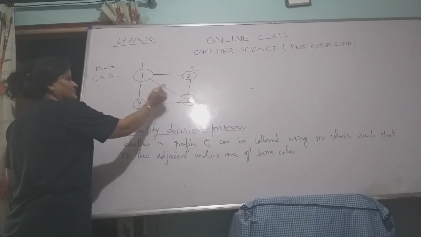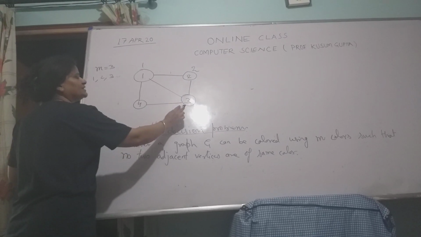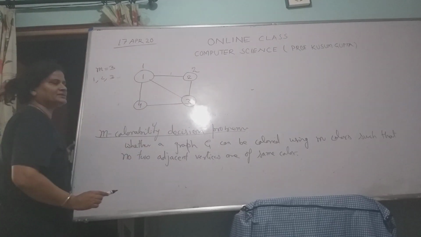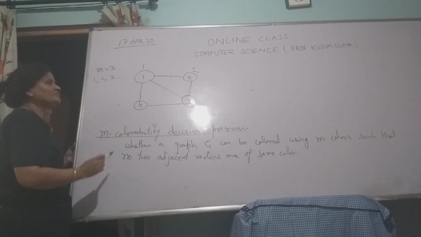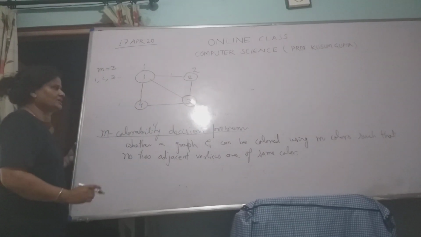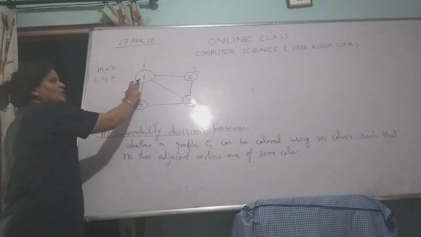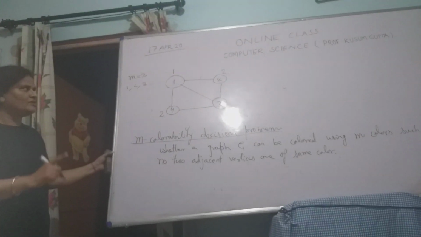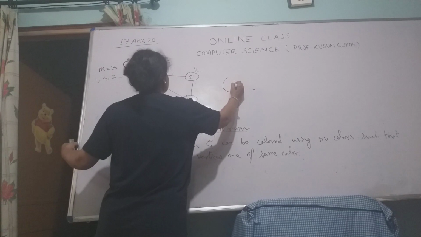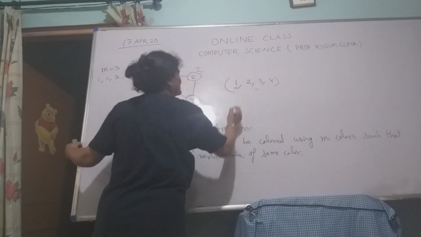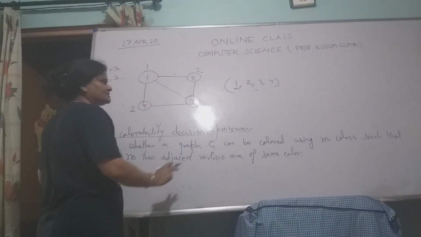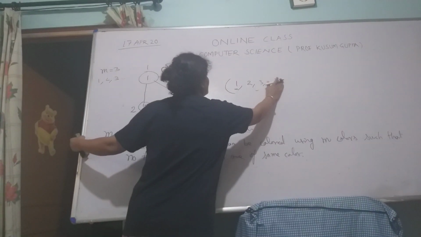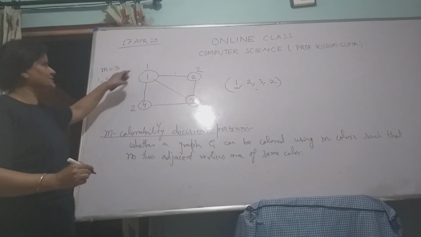After coloring the first and second vertices, the third vertex cannot be colored with the first color because it is adjacent to the first vertex, and it cannot be colored with color 2 as it is adjacent to 2. So I have to use another color, say 3. Now the fourth vertex is adjacent to 1 and 3, but not adjacent to 2, so it can be colored with color number 2. The solution vector is 1, 2, 3, 2, the color numbers of the four vertices.